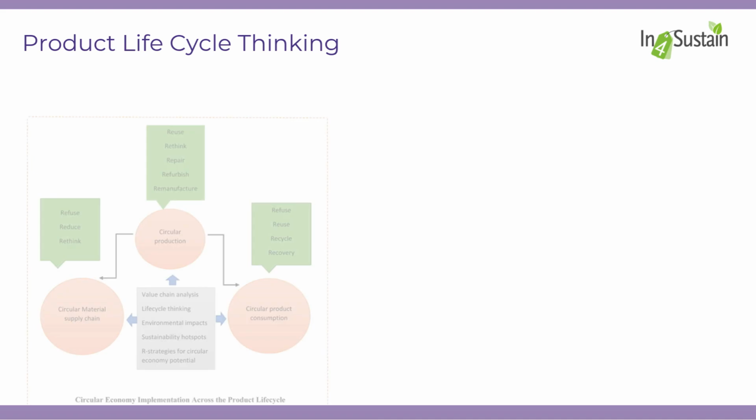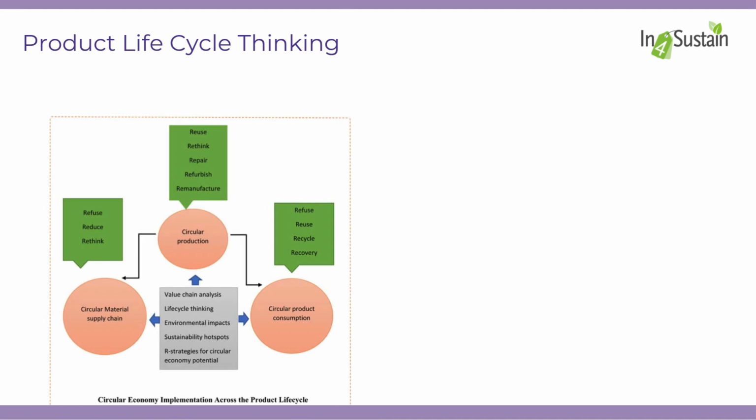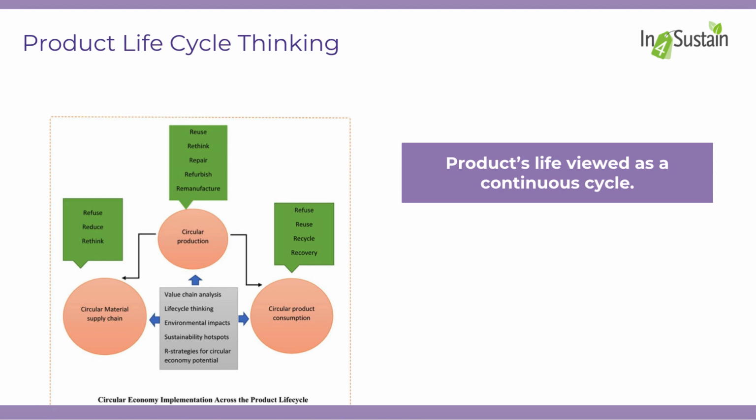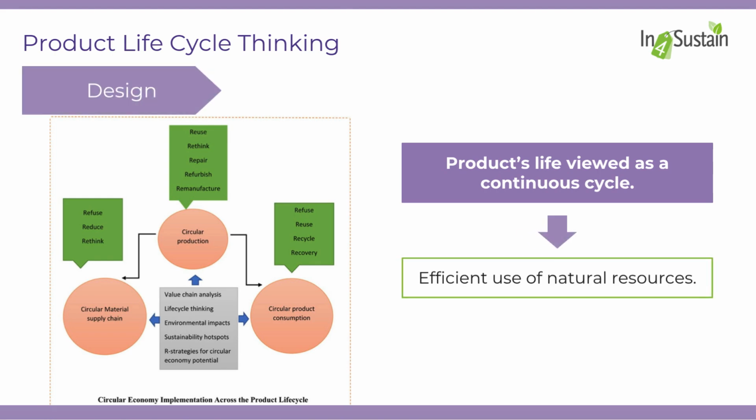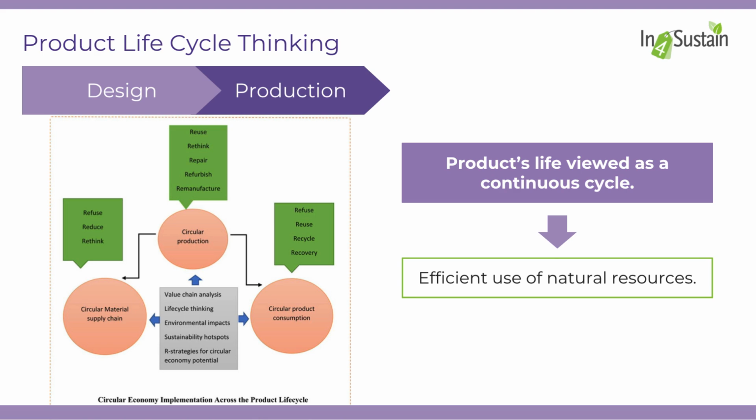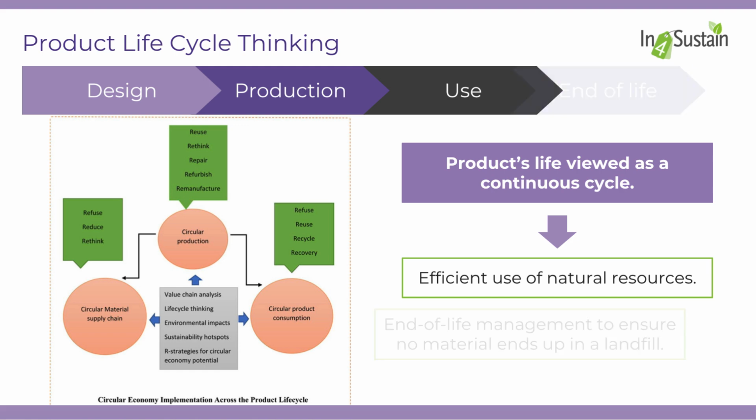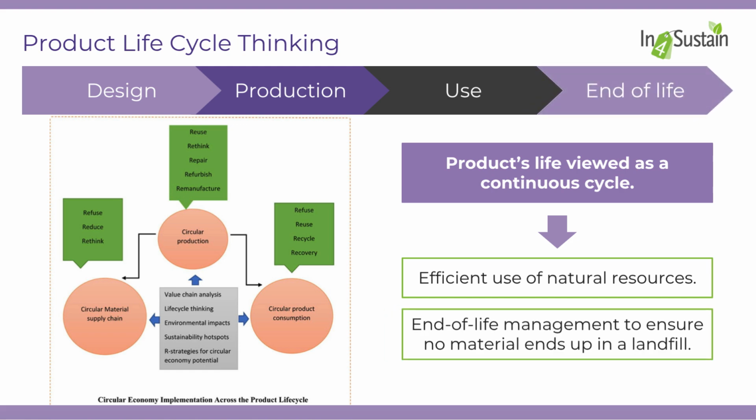To make this work, we must adopt product life cycle thinking. This means viewing a product life as a continuous loop. We design it to last, we produce it using regenerated fibres, and we ensure the user can repair it. Finally, at its end of life, the materials aren't thrown away. They are collected and looped right back into the production cycle.